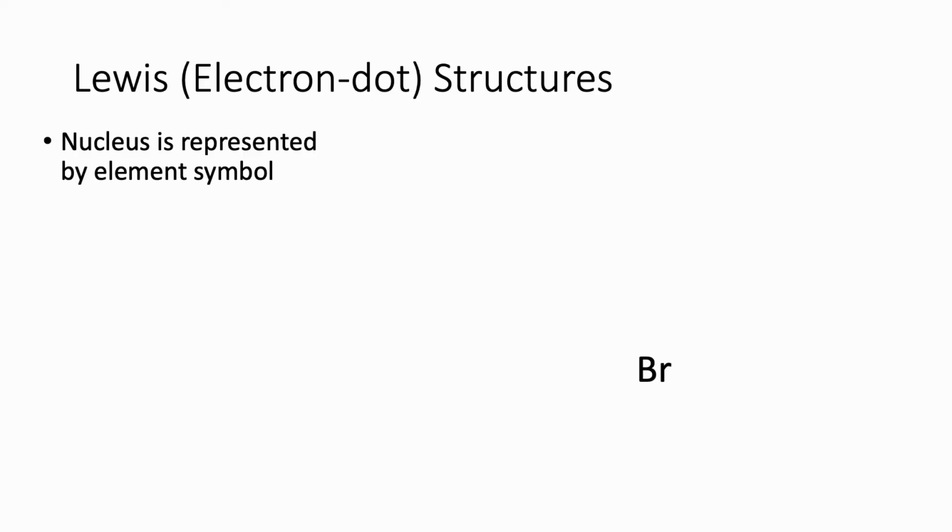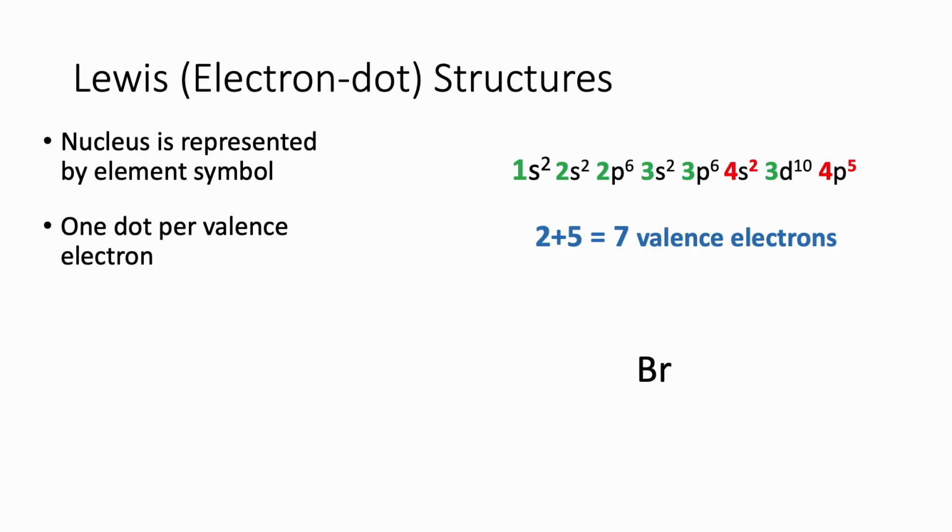For each atom in an electron dot structure, the nucleus is represented by its element symbol. And again, we're starting with bromine, so we write Br. The next thing we do is we add 1 dot around the nucleus for each of the valence electrons. Now remember, we figured out that bromine had 7 valence electrons, so let's add those now. Here we have 2, 4, 6, and 7.